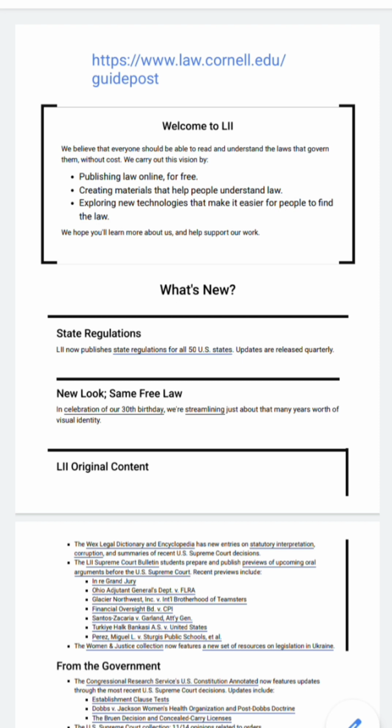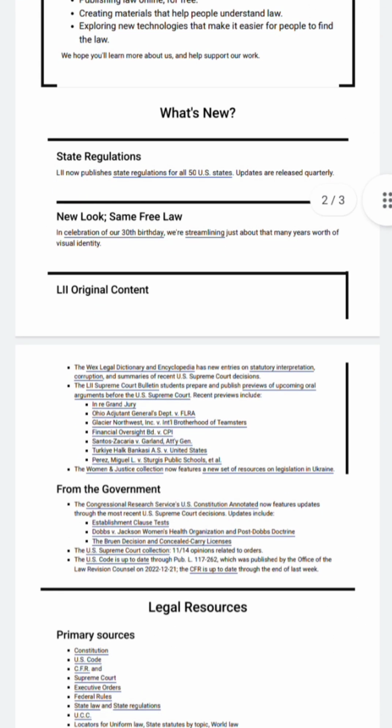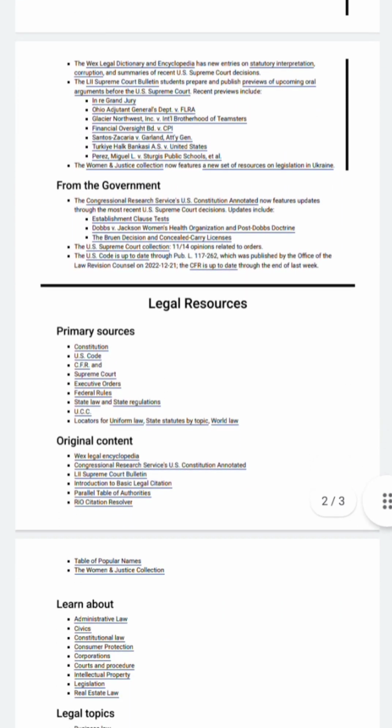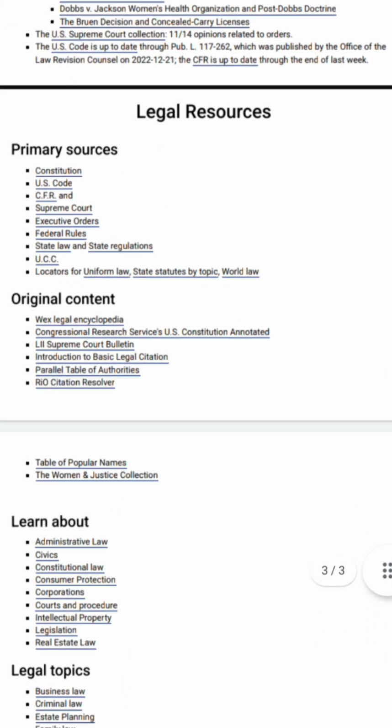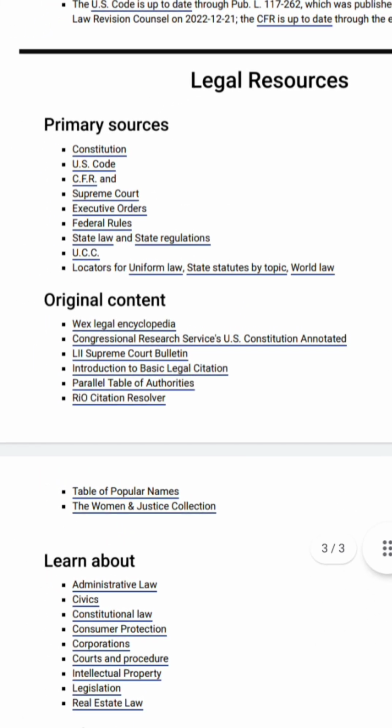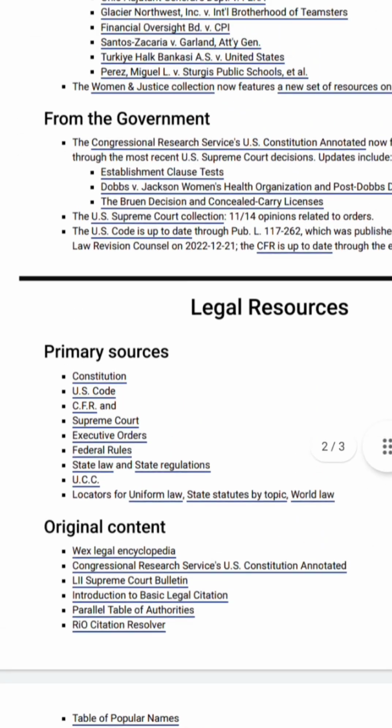One of my guide posts is Law Cornell. Look it up. Very informative. You guys know this is my go-to. I find a lot of my resources because, like I say, I cut out the middleman and go straight to the source. So our primary sources are going to be the Constitution, the U.S. Code, CFR.